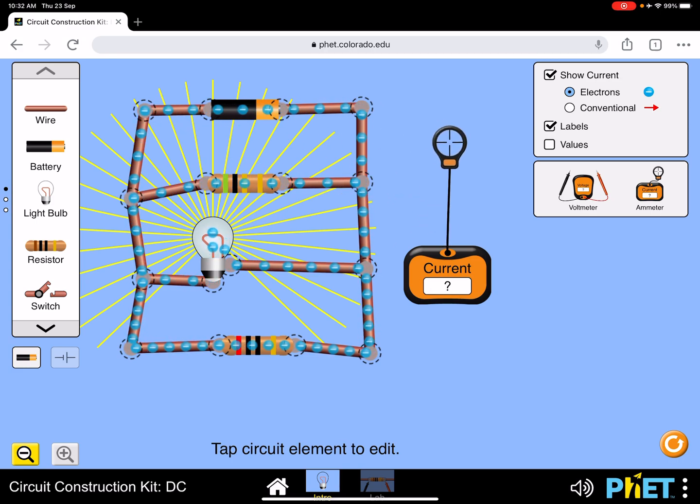Okay, so this is just explaining how the current divides in a parallel circuit and how the voltage across each branch is the same.